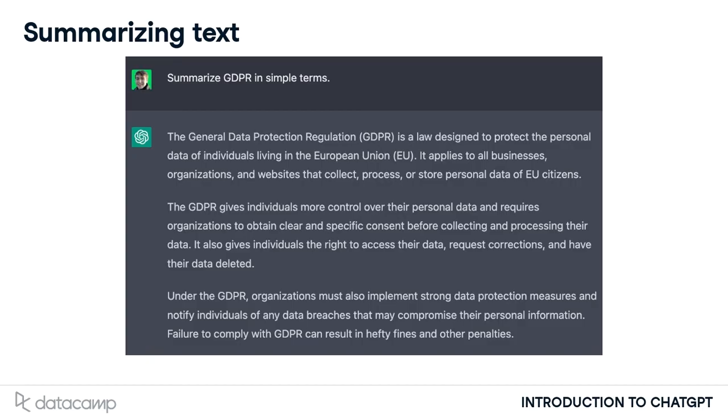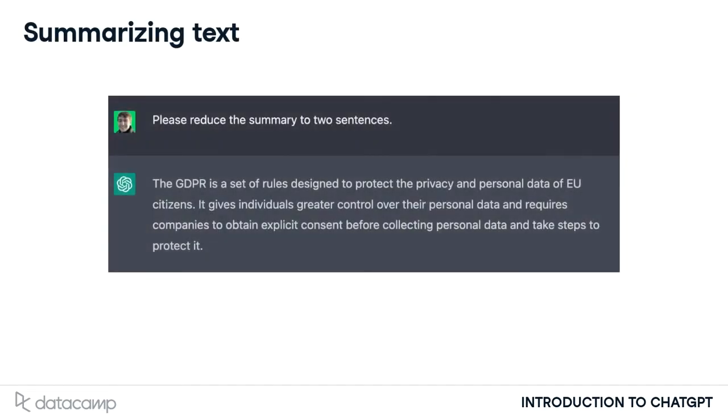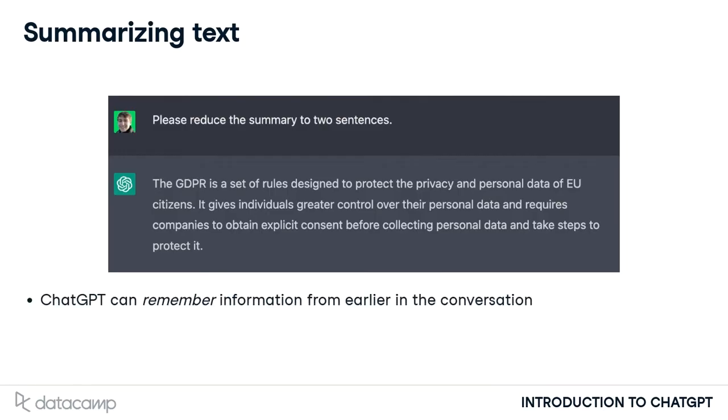However, the summary is quite long. It would be better if we could boil it down to 2 key sentences. We can ask ChatGPT to do just that. Notice that we don't have to instruct it to summarize GDPR again. ChatGPT will actually remember the information and context from earlier in the conversation. The ability for ChatGPT to remember the conversation history and for the user to provide follow-up corrections to responses are 2 extremely powerful capabilities of the model.